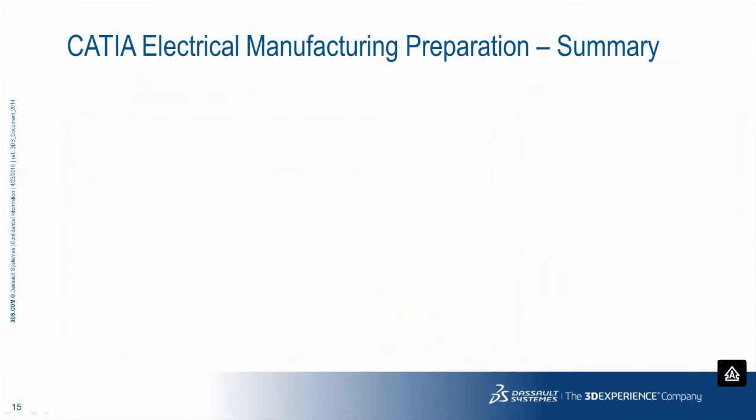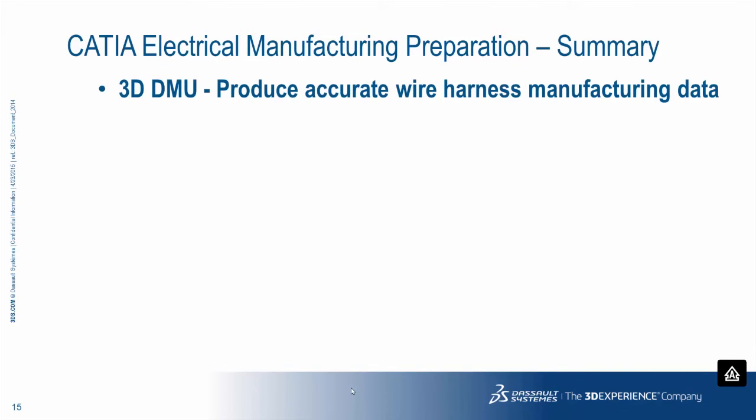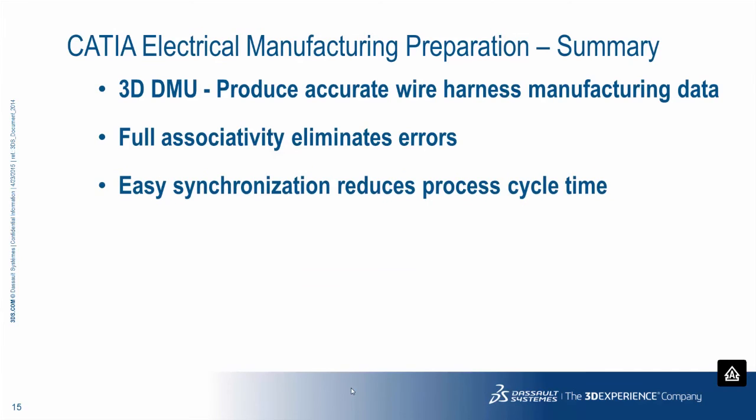Some of the key points in summary for CATIA Electrical manufacturing preparation are: the use of 3D DMU information makes it very easy to quickly produce accurate wire harness manufacturing data, including all manufacturing documentation and detailed form board design and layout. There's full associativity between the 3D and the manufacturing documentation, and it provides an easy and safe modification process that eliminates errors. There's also easy synchronization between the harness 3D design and the flattened manufacturing representation, reducing process cycle time.